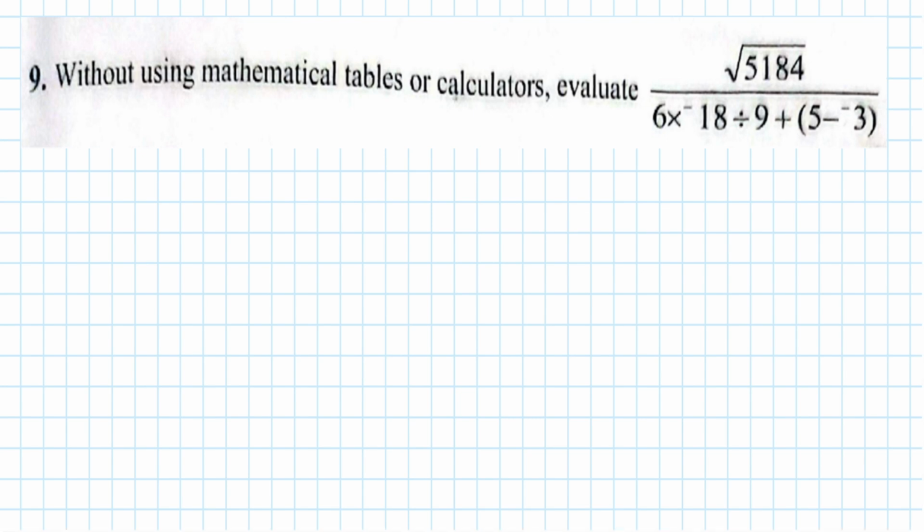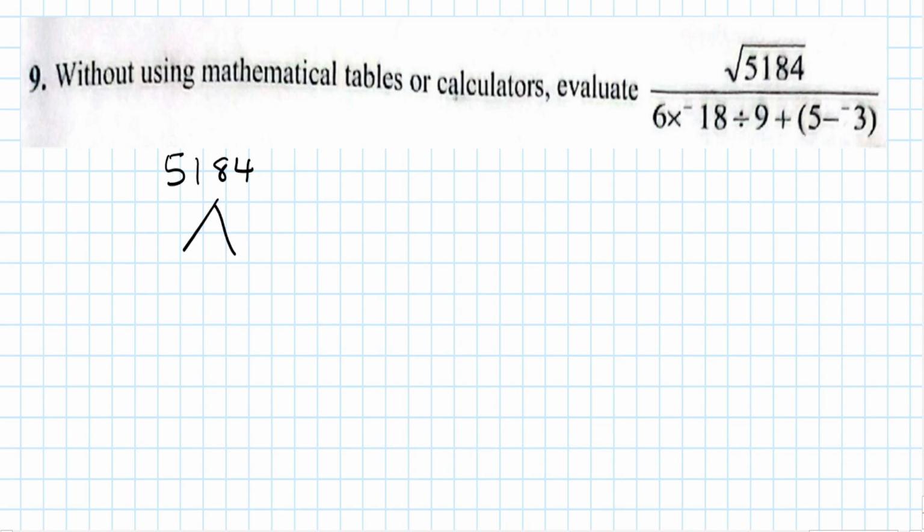Now, what if you have question 9? You have a question like this: the root of 5,184 over 6 times negative 18 divided by 9 plus into bracket 5 minus negative 3. Right, without using calculators obviously. So to get the root of 5,184, you must show there how you get it obviously.